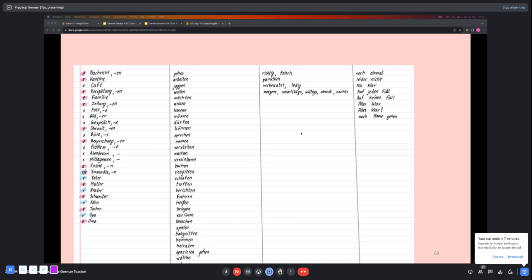So let's play the game, and also we will try to practice the Modalverben. For those who are attending for the first time, the idea is that every day you buy a new book, and every day a new page. You divide the page into four parts. In the first part, you write all the nouns that you learned that day. Second is for verbs. Third is for adjectives and adverbs. Fourth one is for any phrases, any idioms.